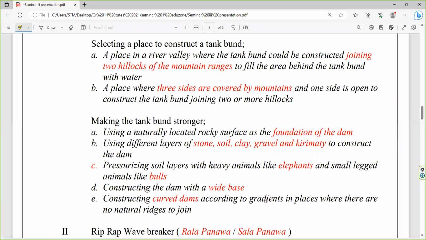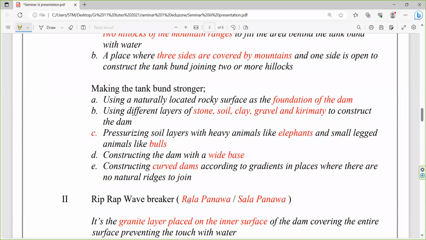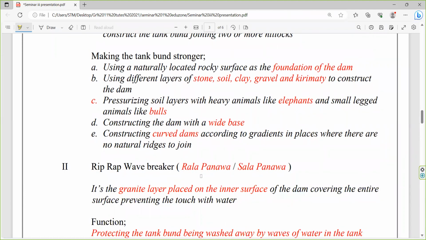Constructing curved dams according to gradient in places where there are no natural rivers to drain. Rip-rap wave breaker, that is known as Ralapanava or Salapanava. It is a granite layer placed on the inner surface of the dam, covering the entire surface, preventing it from touching the water. Otherwise, the waves of water will destroy the entire dam.